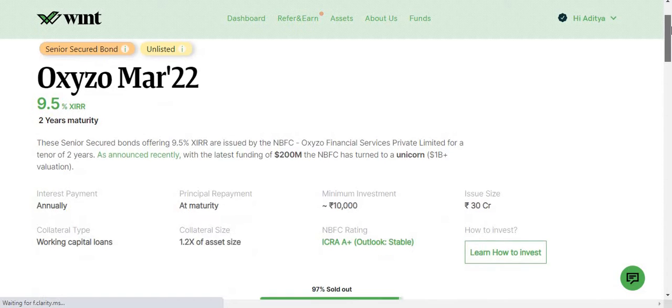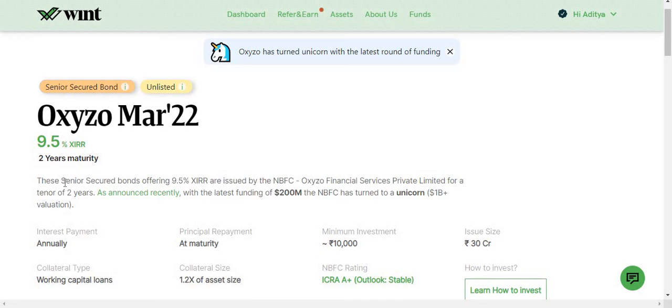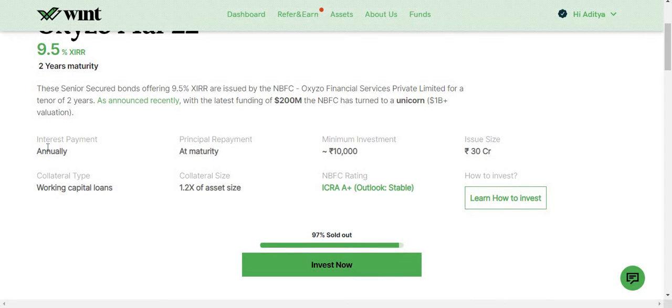You can see all the company details are here. It's a senior secured bond, so it is the highest secured bond in the hierarchy. If you want, I can make a video on different types of bonds. Here it mentions when you'll get the interest and your principal repayment, and the minimum investment is 10,000. The issue size of this bond is 30 crore, and the collateral size is 1.2 times the issue size. So it's basically 1.2 times 30, so 36 crore is the collateral.